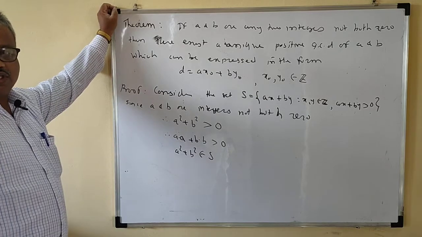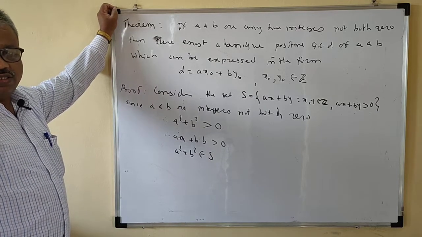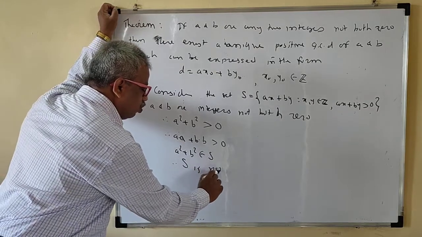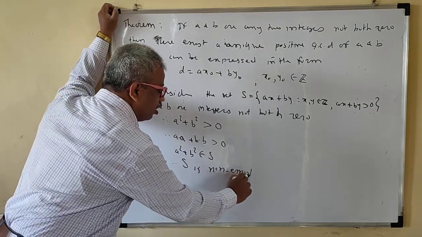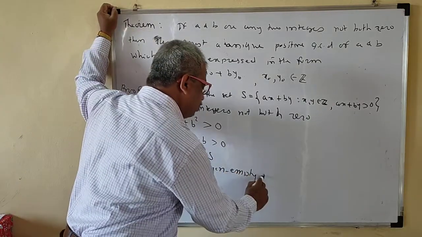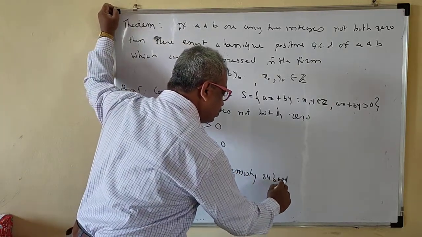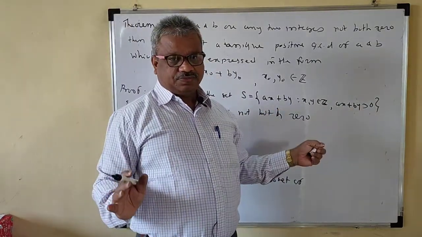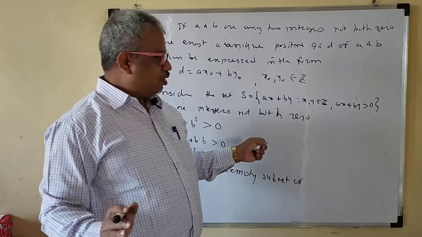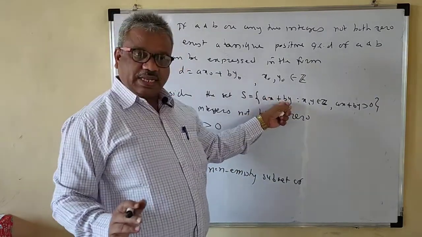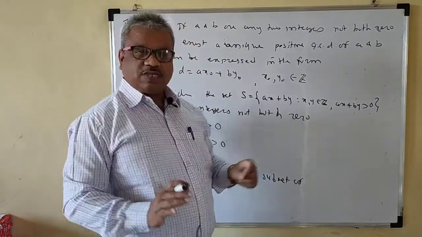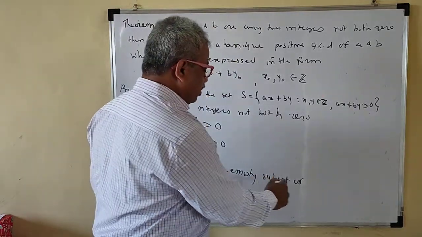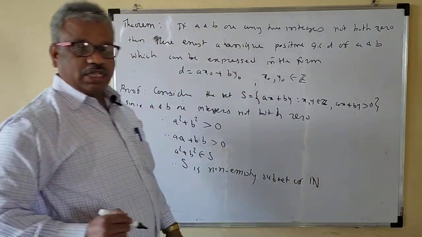So if a set has at least one element, we are saying that that set is not empty. So therefore S is a non-empty subset of... Now see here, this ax plus by is greater than 0. That means a is an integer, b is an integer, x and y are integers. That means ax plus by is an integer and that is greater than 0. That means it is a non-empty subset of the set of natural numbers.